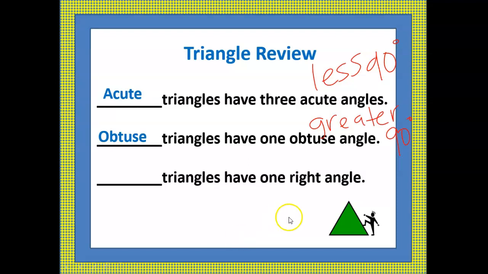And then if one of the angles is a right angle, and that means it equals 90 degrees, then that's what we consider a right triangle. Just to make another note for you guys, the right triangle would have a box in the corner. We really talked about that a lot in 7th grade.